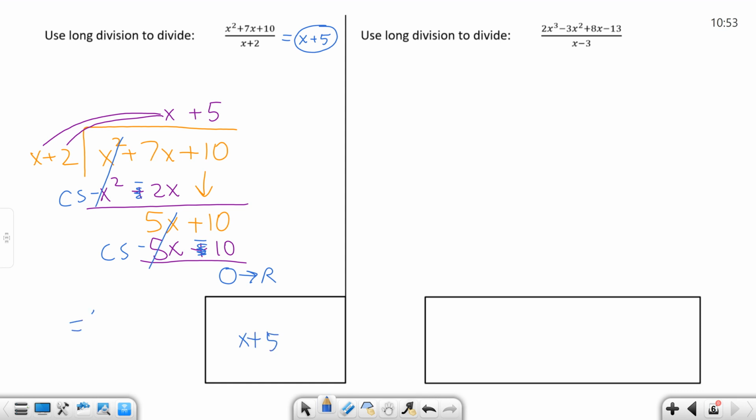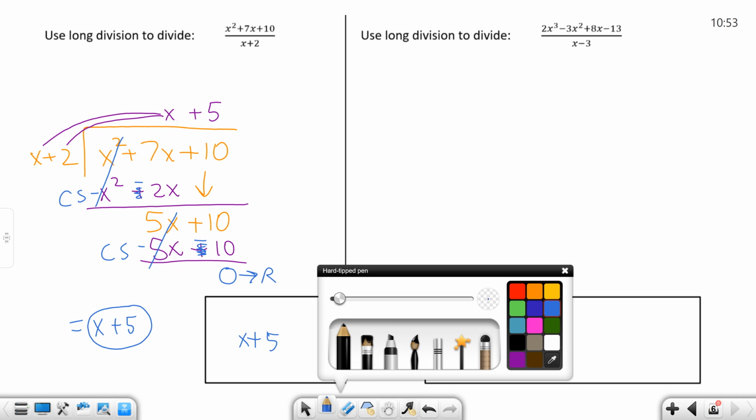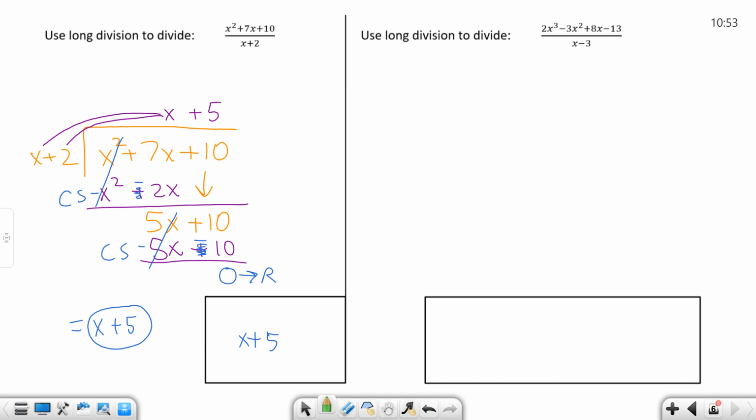Maybe it's better to write it down here. Equals x plus 5. We'll just take it off up here. And then we have one more to long divide here. So again, under the house is going to be the 2x cubed minus 3x squared plus 8x minus 13. And then out front is x minus 3.